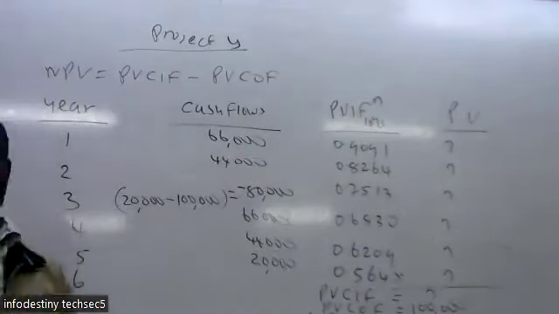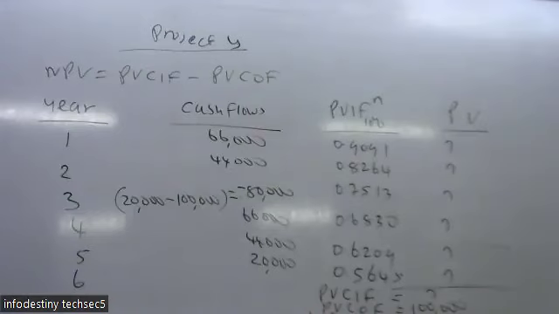So when we do for project Y, we shall summarize it in that manner. We are only replacing it at the end of year three. When we get to year six, that's now the end of the economic life. So that we have them in that portion.